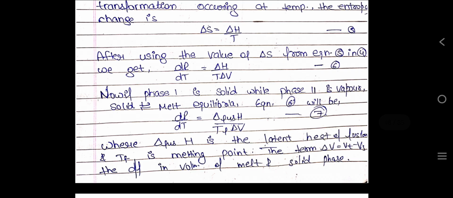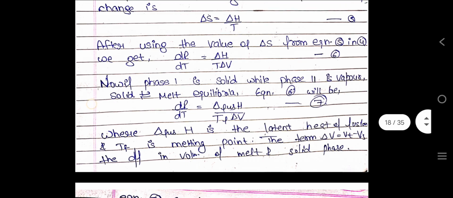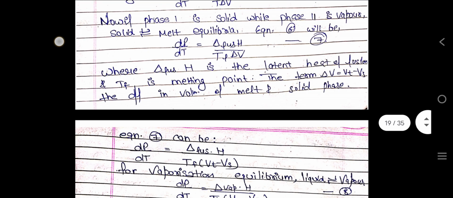Since G2 minus G1 is equal to 0 from equation 3, the above equation becomes v2 dP minus s2 dT is equal to v1 dP minus s1 dT. So v2 dP minus v1 dP is equal to s2 dT minus s1 dT. Del v into dP is equal to del s into dT, so dP by dT is equal to del s by del v.